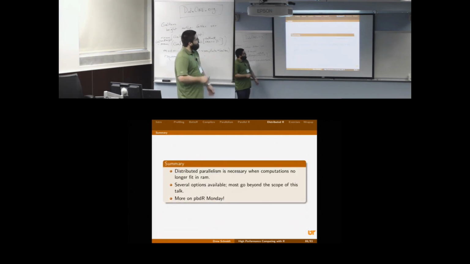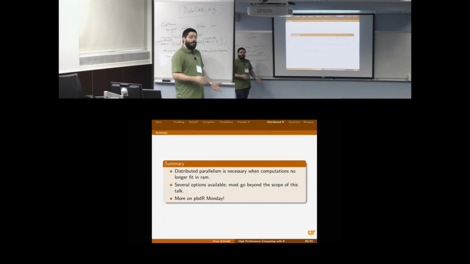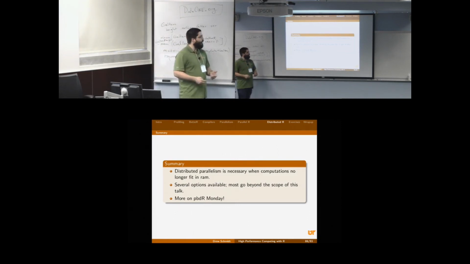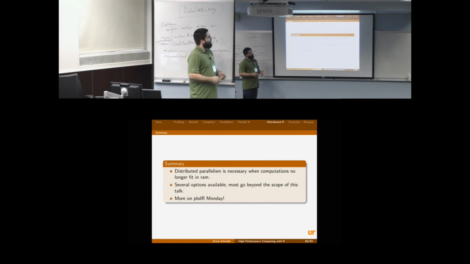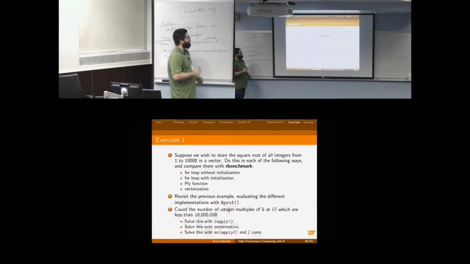But a quick summary, distributed parallelism is necessary when things don't fit in RAM on a single node anymore. You need multiple nodes. MPI is the de facto standard for that kind of thing. Hadoop exists. It solves some problems well. It solves a lot of problems not so well. Same could be said of MPI. But on large compute resources, MPI is the standard. We'll have plenty to say tomorrow. Several options are available beyond the scope of this talk.